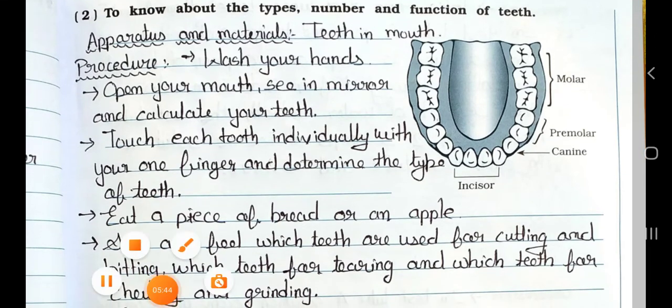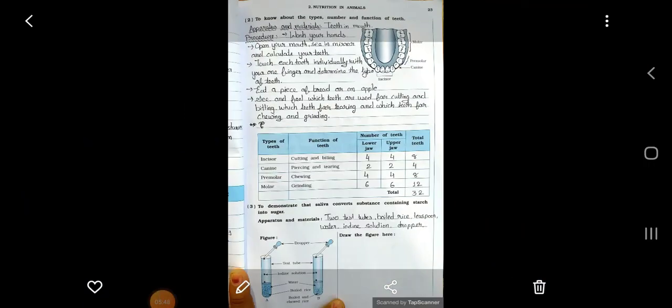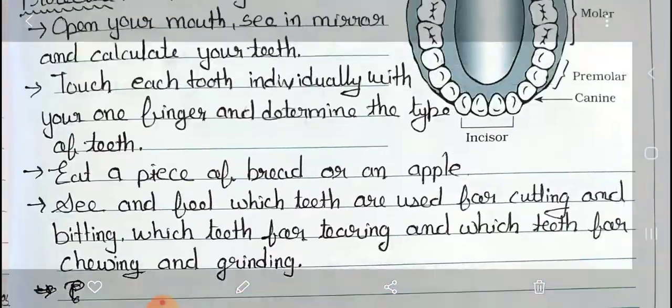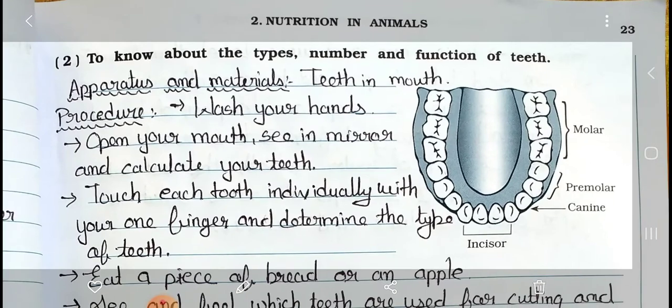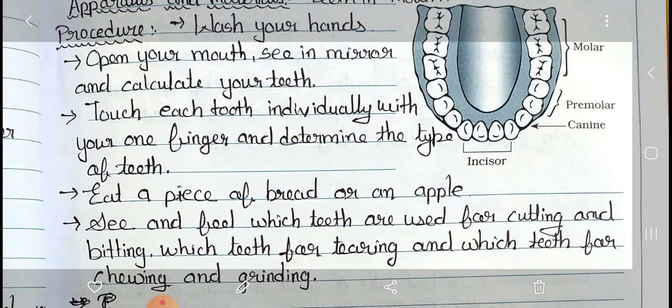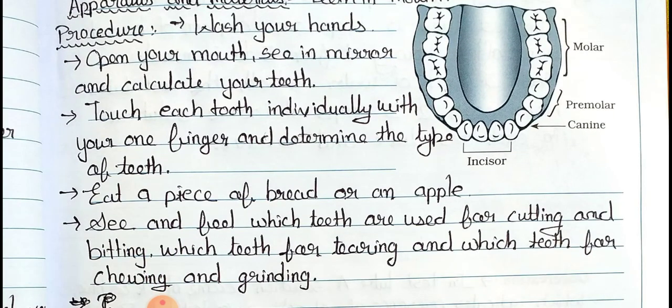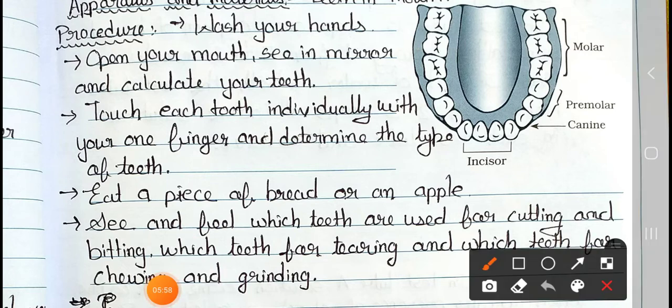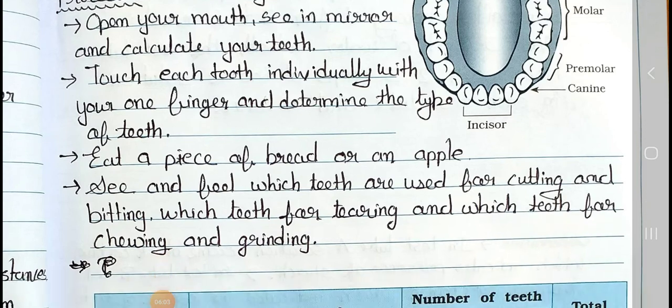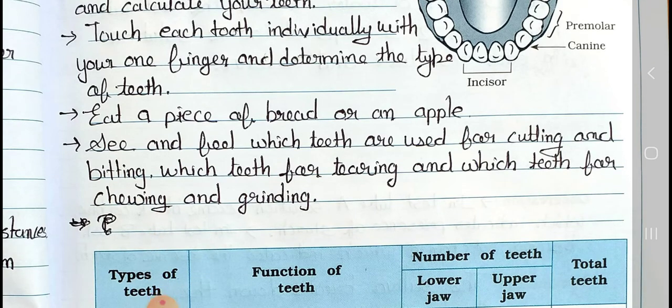Procedure: wash your hands, then open your mouth, see in a mirror and count your teeth. Next point, touch each tooth individually with one finger and determine the type of teeth. Eat a piece of bread or an apple.